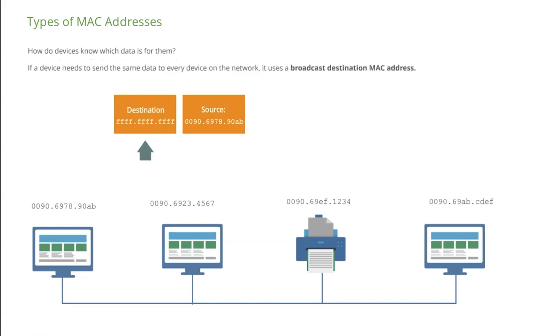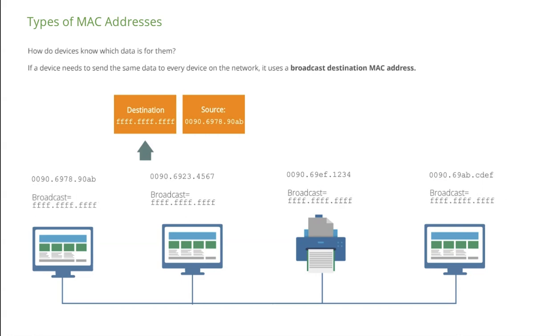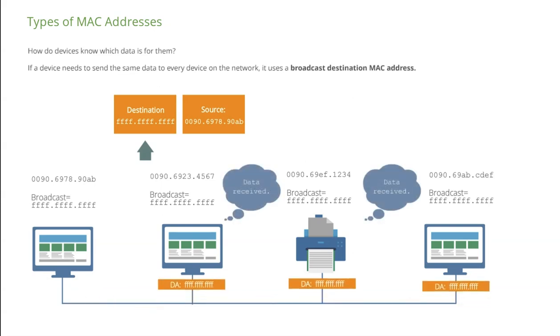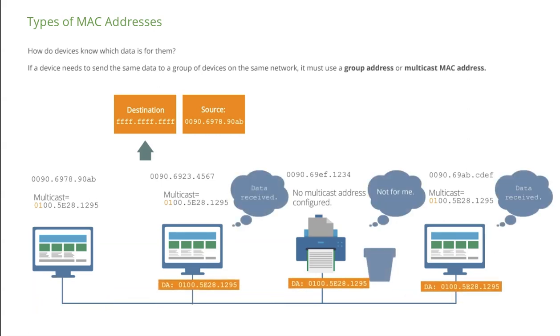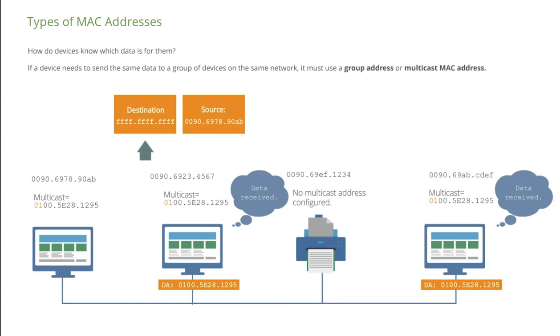If a device needs to send the same data to every device on the network, it uses a broadcast destination MAC address. This special address used for broadcasting is shown on screen. If a device needs to send the same data to a group of devices on the same network, it must use a group address or multicast MAC address. Multicast addresses always have the first bit of the first byte set to 1. Unicast, broadcast, and multicast addresses are all hexadecimal addresses.